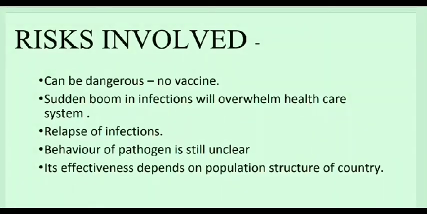There isn't yet enough statistical data to estimate the reproductive number of corona. Moreover, it is still unclear whether one can become immune to the virus, nor is it clear whether a person who develops immunity will remain permanently immune. Another risk is relapse of infections, where an infected person gets infected again. Moreover, the effectiveness of this strategy depends upon the population structure of that country.